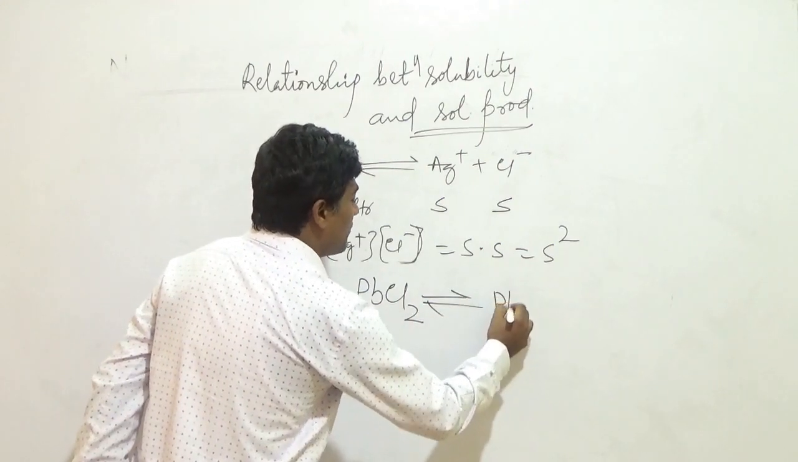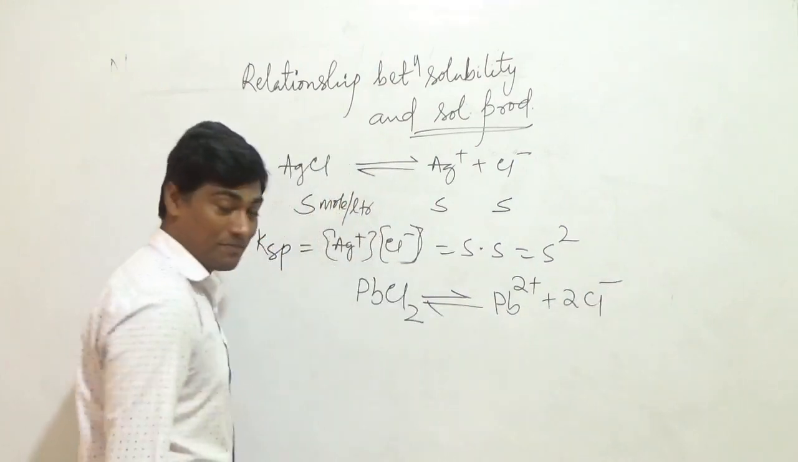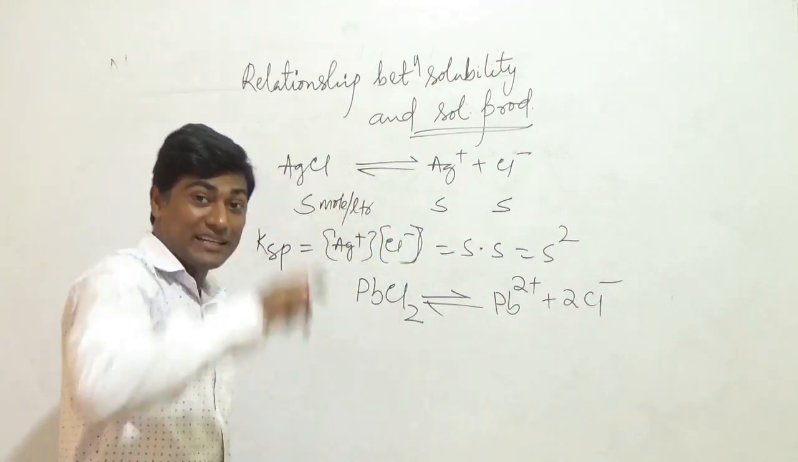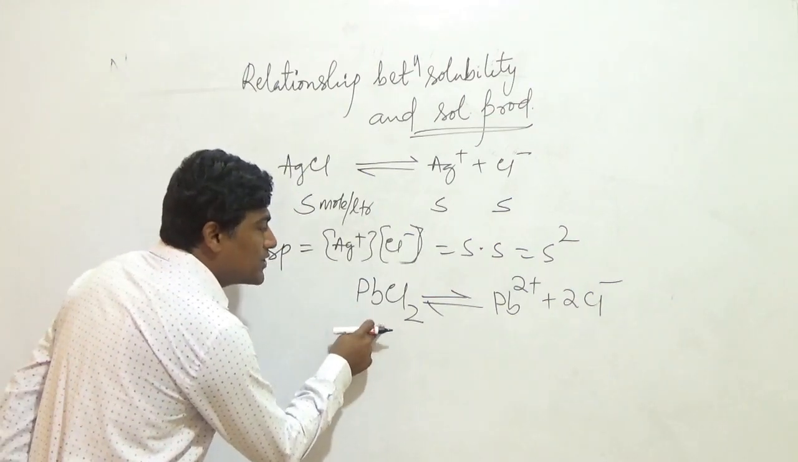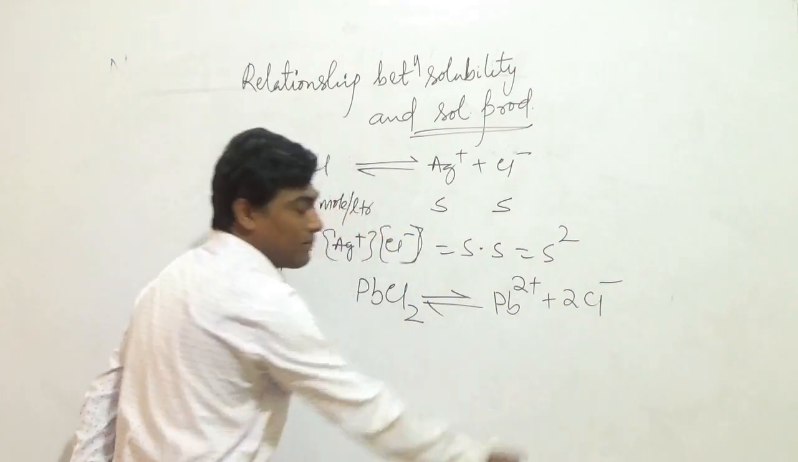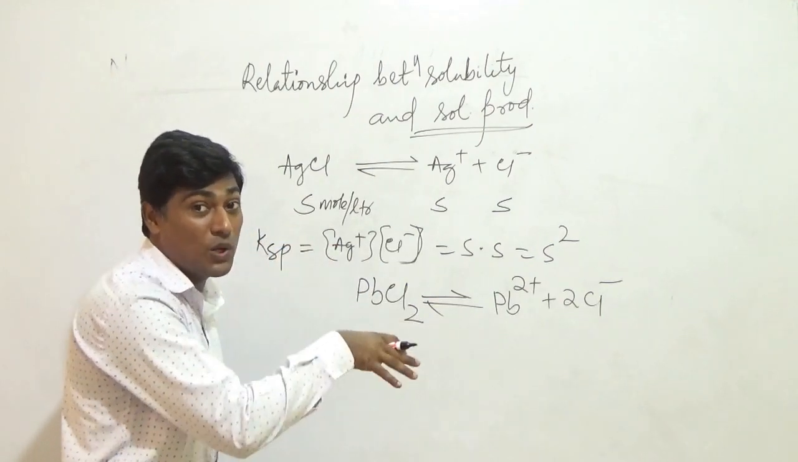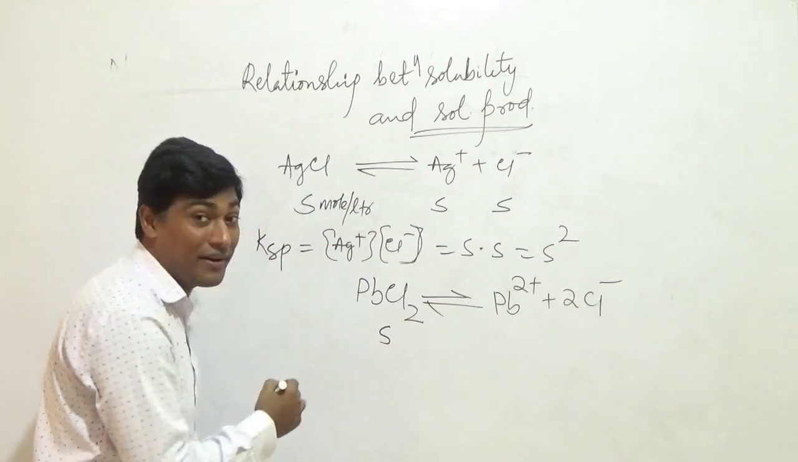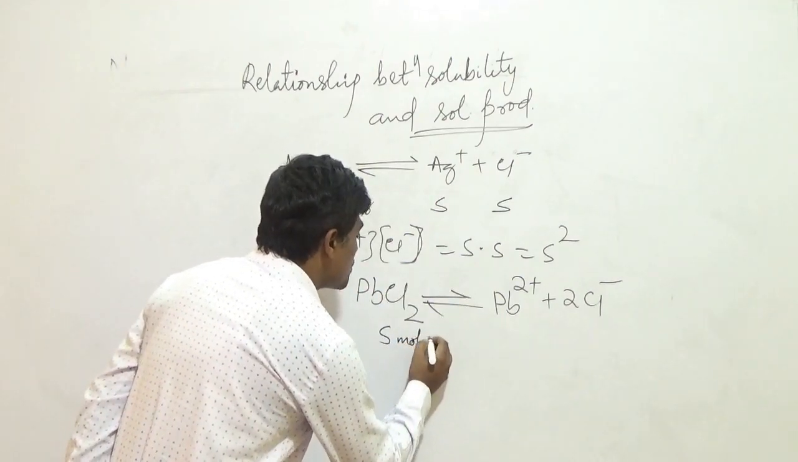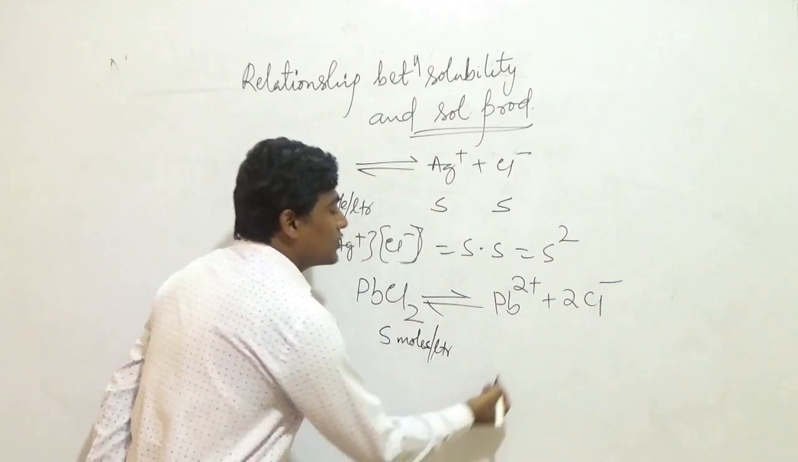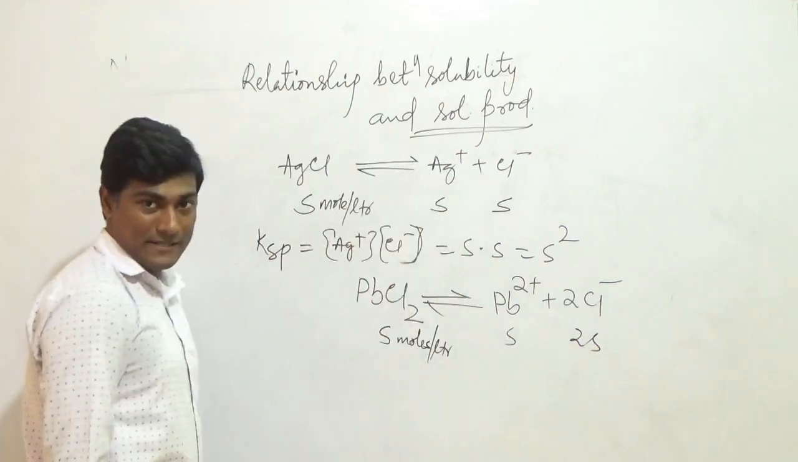So this will give you Pb2+ and 2Cl−. And we have already studied in ionic equilibrium that 1 mole of PbCl2 gives 2 moles of Cl− ions. So if the maximum amount of lead chloride that can be dissolved is S moles per liter, then Pb2+ will be formed as S, and Cl− will be formed as 2S.